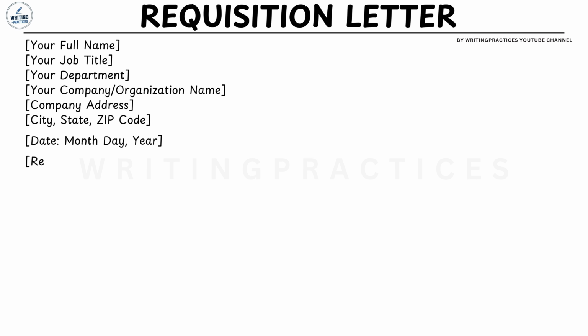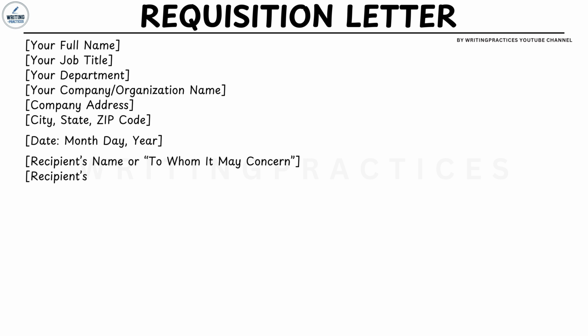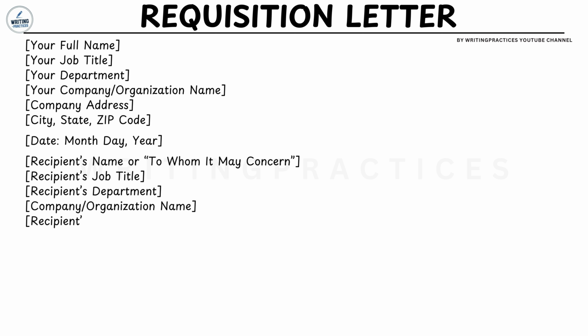Recipient's information. Next, address the letter to the recipient. Include their name, if known, job title, department, organization name, and address. If the recipient is unknown, you can use "To whom it may concern." For example, To whom it may concern, Operations Manager, XYZ Supplies, 456 Pine Avenue, Chicago, Illinois, 60611. This section ensures your letter is directed to the appropriate person or department for processing. Double-check the recipient's details to avoid delays.